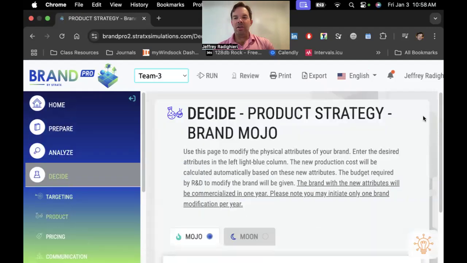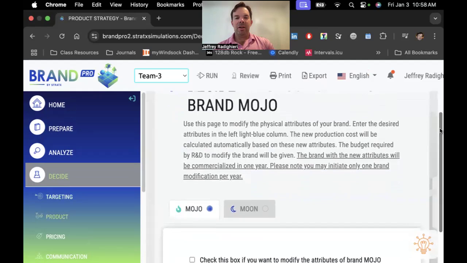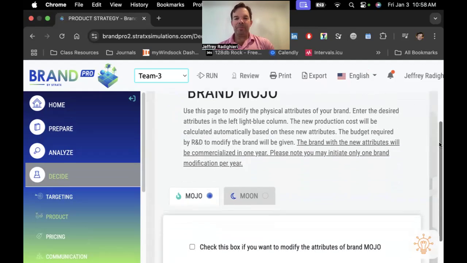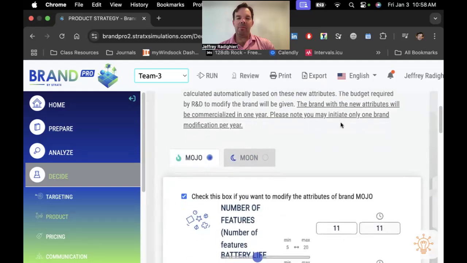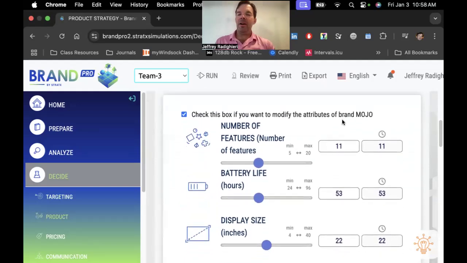Product, if you've decided you need to change some of the features of your product to get it more in line with the ideal values of a particular segment, this is where you would do it. You can only modify one brand a period. So let's just do Mojo. Check this box if you want to modify it. It will bring this up.